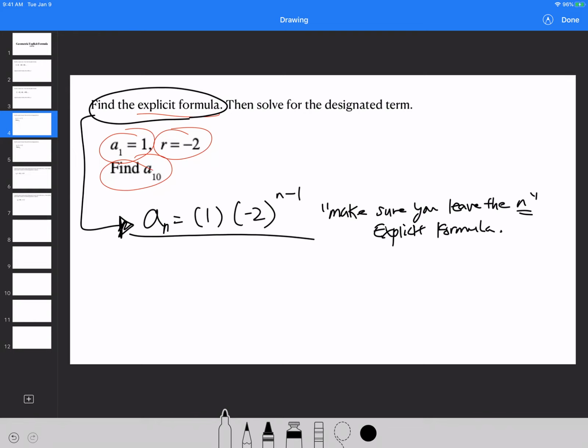Next question is to find a sub 10, which means I'm just going to simply plug in 10 as the nth term. So negative 2 raised to the power of 9 times 1 should be negative 512. That should be the answer.